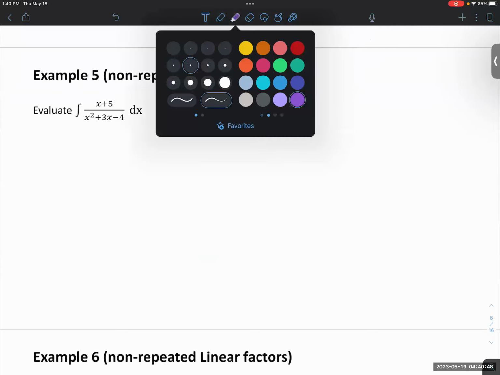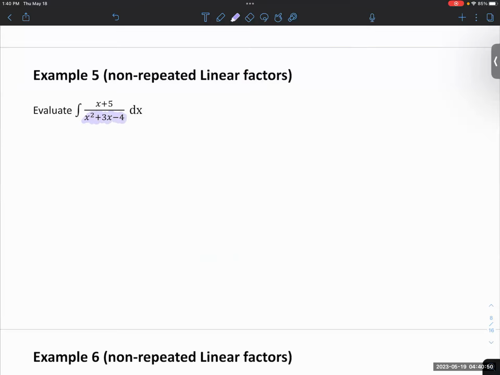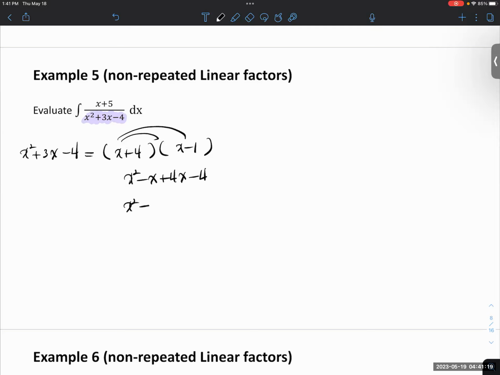Now your denominator is heavier, right? When you're plugging in the same number, the denominator will be complicated. So this time, we're going to find out the factors. x squared plus 3x minus 4. Can I factor it? So this time, x plus 4, right? x minus 1, exactly. If you multiply out (x plus 4)(x minus 1), it is exactly the same as x squared plus 3x minus 4. So we don't need to add anything.